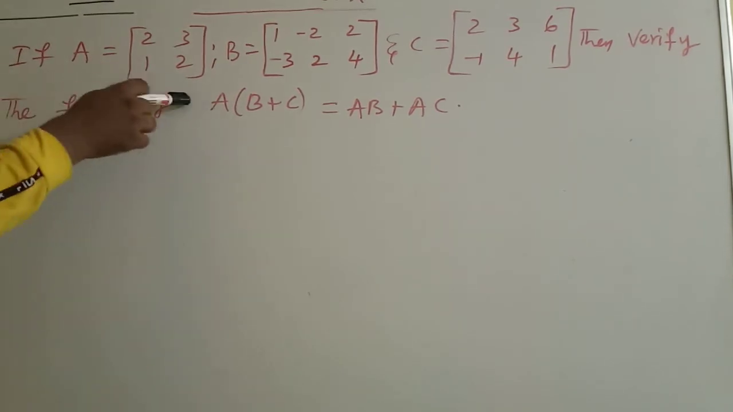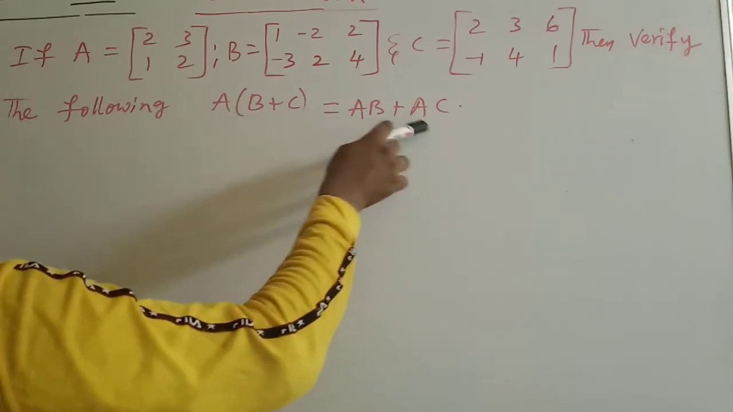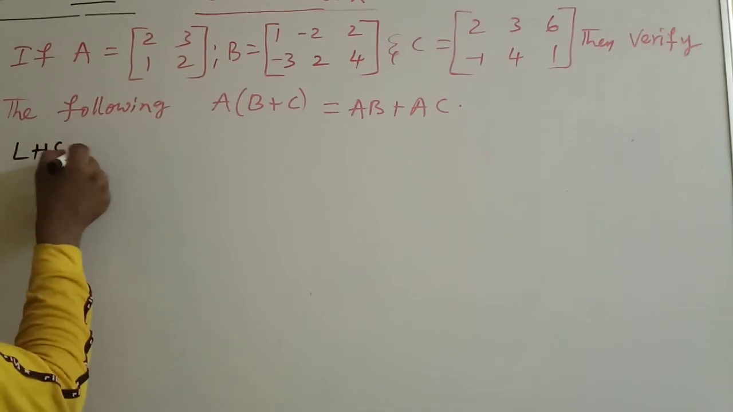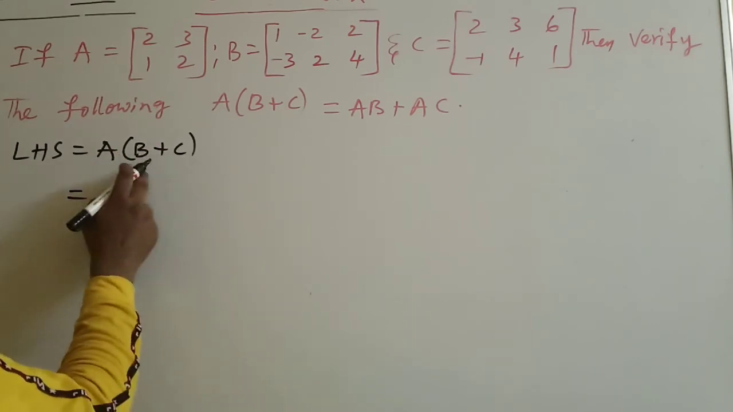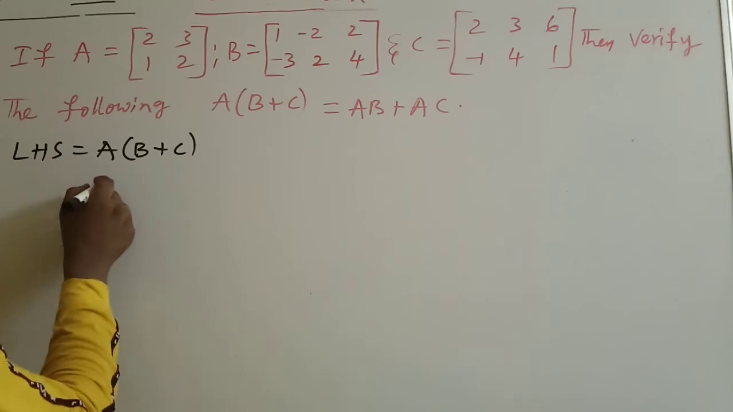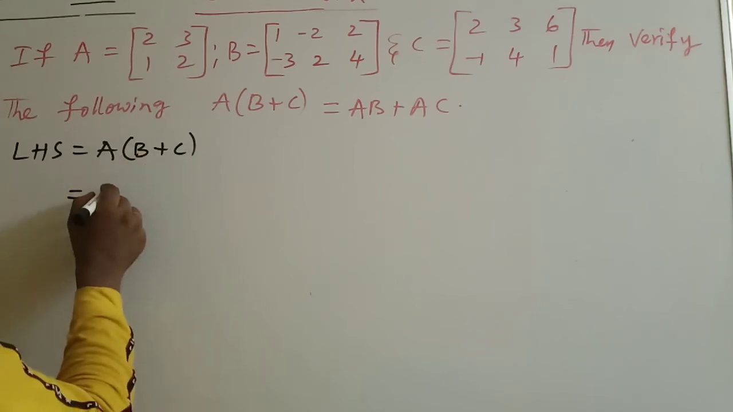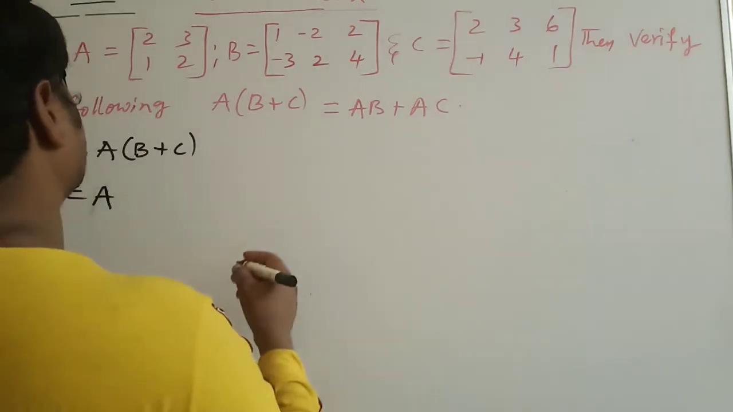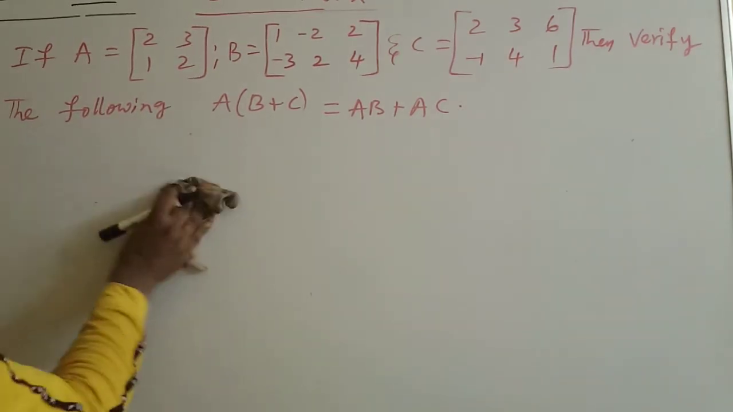If A is equal to 2, 3, 1, 2, B is given, C is also given, then verify the following: A into B plus C is equal to AB plus AC. So this distributive property is right or wrong, we have to find. First we need to take the LHS, that is A into B plus C. First add B and C, then multiply with A. So I write A as it is, then first the bracket one will be completed, B plus C, then we'll go for the LHS.